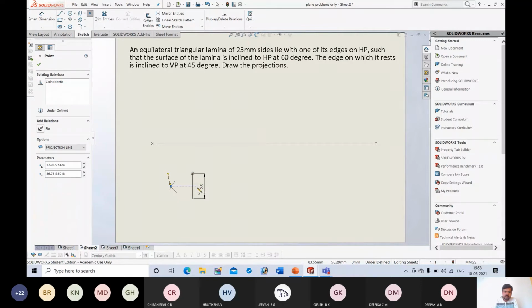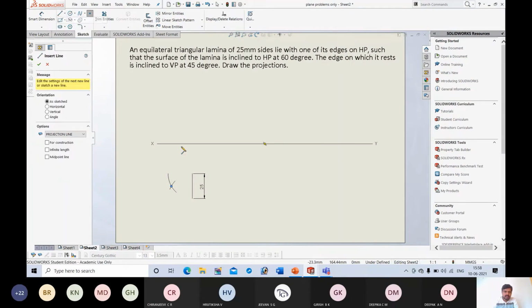Such that one of the sides is perpendicular to VP. That means this side should be exactly vertical. You must draw in that orientation only, so that you are able to get one of the dimensions in its true length in front view. Otherwise you cannot get that. Okay, now I will connect.